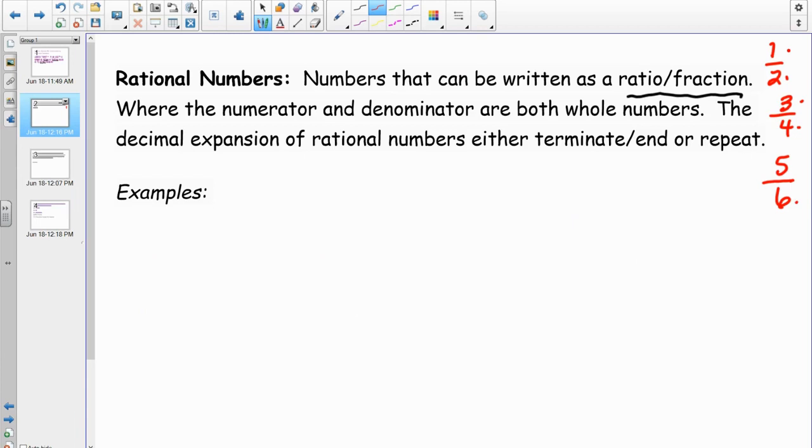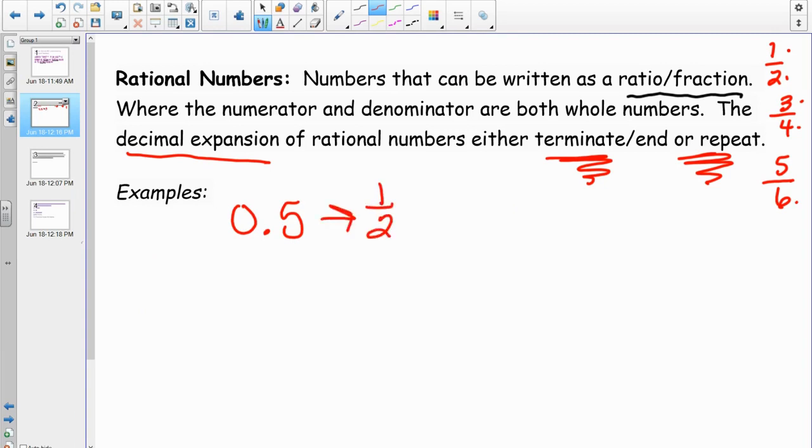In other words, you can't have a rational number that has a decimal in the numerator or the denominator. Now, we're in particular going to look at the decimal expansion of rational numbers. What's important is that you need to know they either terminate or they repeat. Terminate means they end, they stop. So for example, 0.5, which we know is the ratio of 1/2. So it terminates, the decimal ends in the tenths place value of 5.